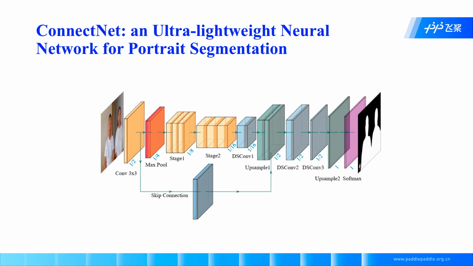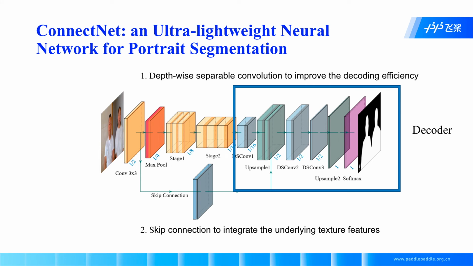Moreover, ConnectNet incorporates depthwise separable convolution to improve the decoding efficiency in the decoder. The encoder would lower the resolution of the feature map and lose the spatial details. Spatial information is critical in segmentation tasks. Therefore, the proposed network connects the encoder and decoder through a skip connection to integrate the underlying texture features. It is more conducive to generating fine masks. At the same time, the skip connection directly reuses the features extracted by the encoder without additional computation costs.